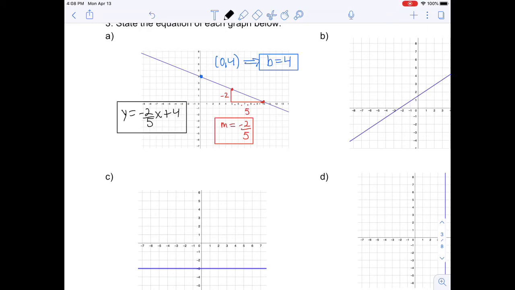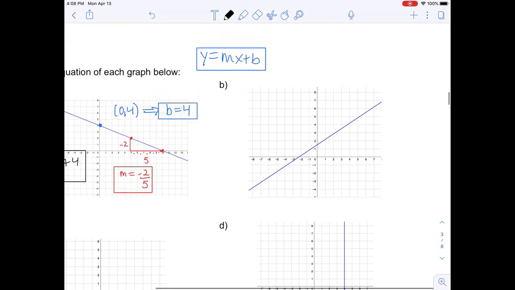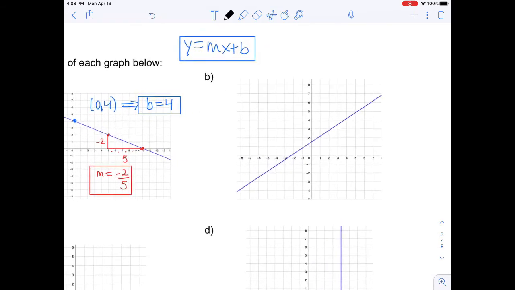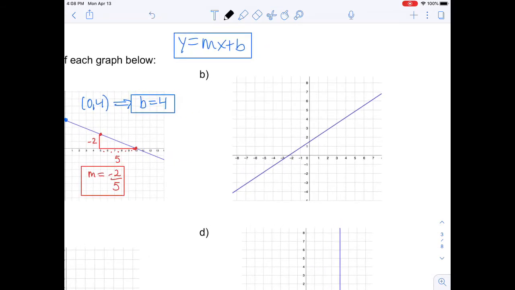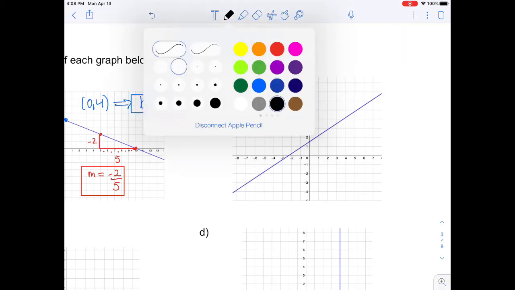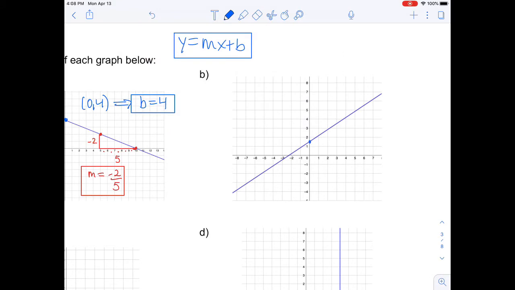All right, now in part B, the line doesn't go through nice points, so I'm going to show you how to deal with that. We can see here that our y-intercept doesn't go through an integer value. It goes through the point (0, 1.5), and that's okay. What this means is that our b value is 1.5, or we can write it as a fraction, 3/2. These are the same thing. Might as well take the fraction.